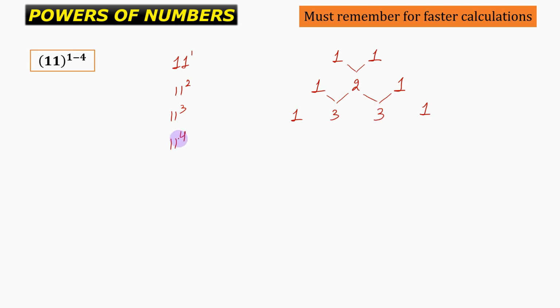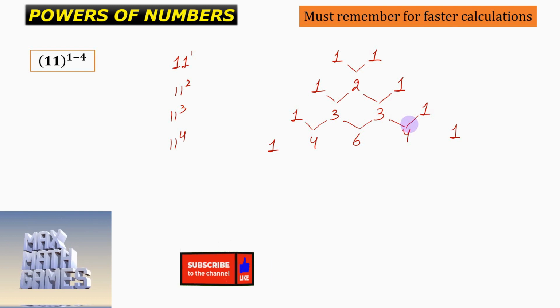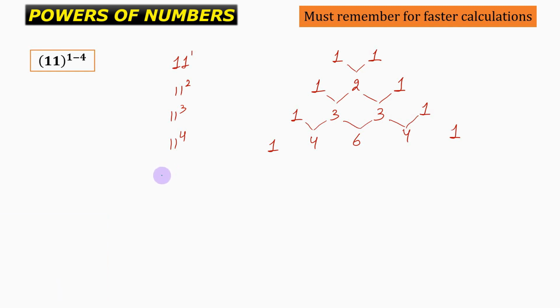Now 11 to the power 4, this one will come over here, 1 plus 3 will become 4, 3 plus 3 will become 6, 3 plus 1 will become 4, and this one will come over here. So what you are doing is, you are adding the two digits immediately above, and hence you are getting the next digit, and this is the method by which we can calculate the powers of 11. Now I know we have told you that you must remember the powers of 11 from 1 to 4, but you can extend this rule also, and then you can get 11 to the power 5, 6, 7 and so onwards.